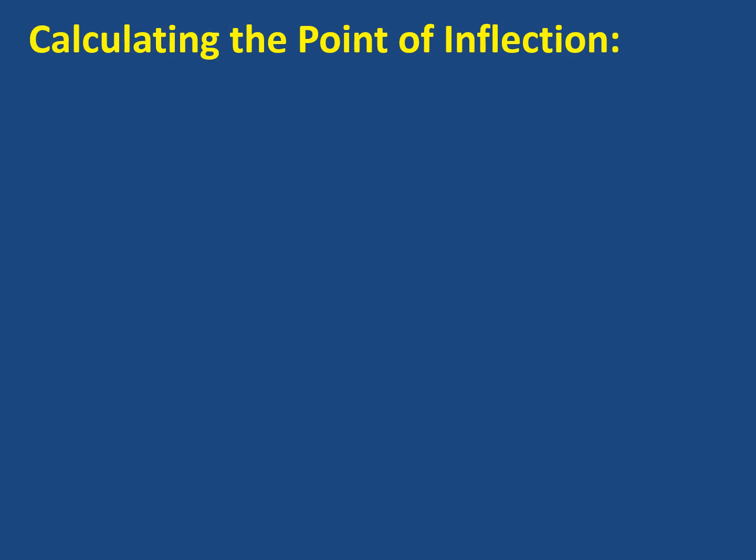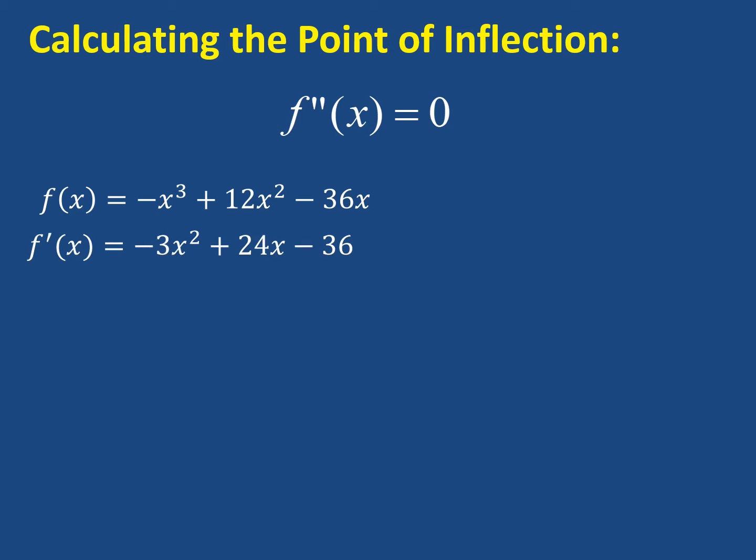We need to be able to calculate that point of inflection though as well. And to do that, we are going to use the second derivative equal to 0. Now, the equation of the previous curve is defined as f(x) = -x^3 + 12x^2 - 36x. And the first derivative will then be -3x^2 + 24x - 36.